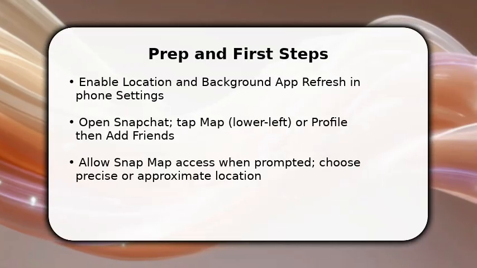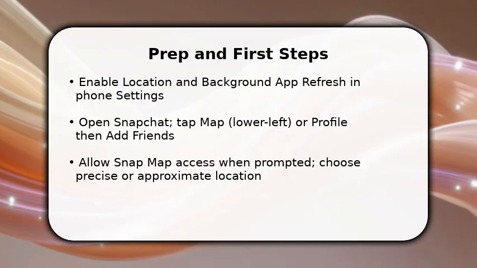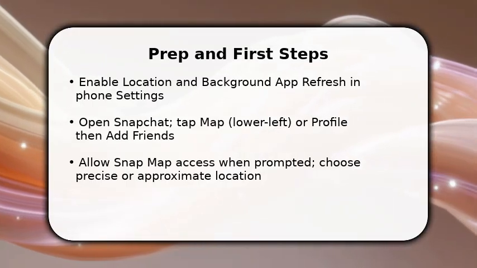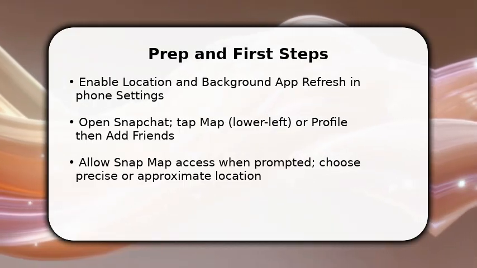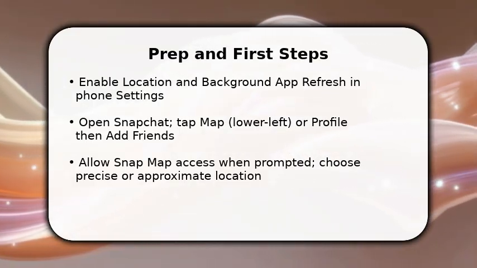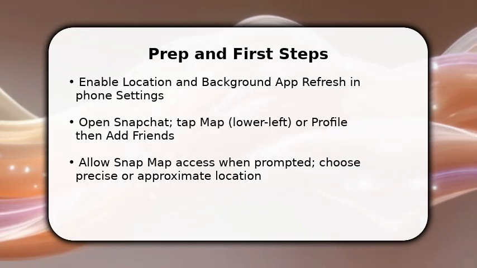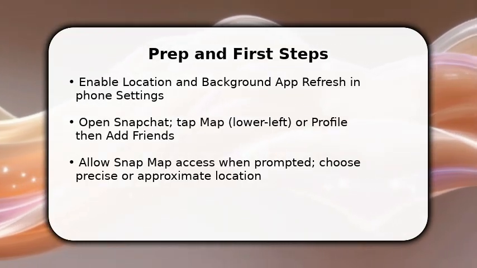You're starting by turning on the features Snapchat needs to find people near you. First, enable location and background app refresh in your phone settings so Snap Map stays updated. Once done, open Snapchat and go to the map from the lower left or tap your profile, then add friends.